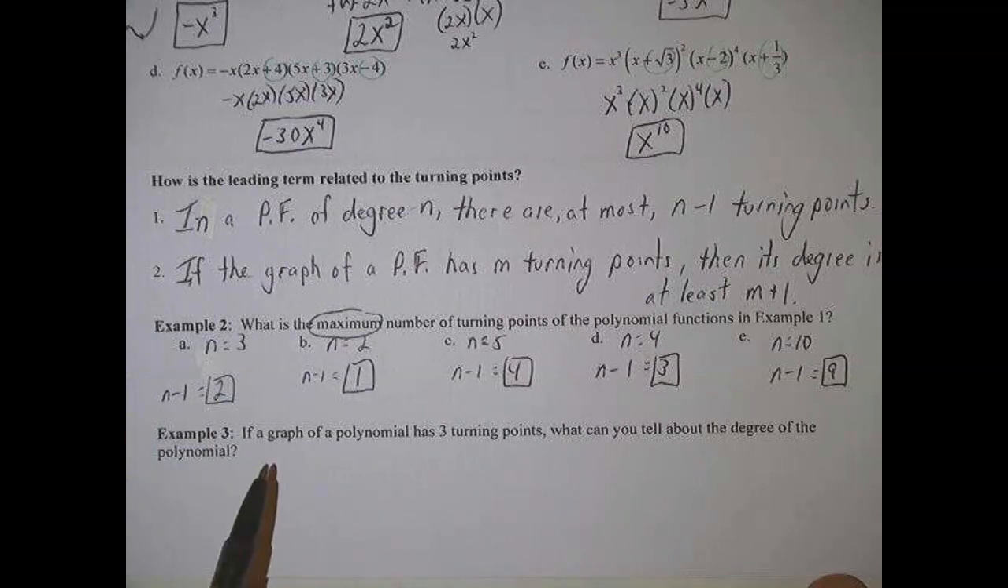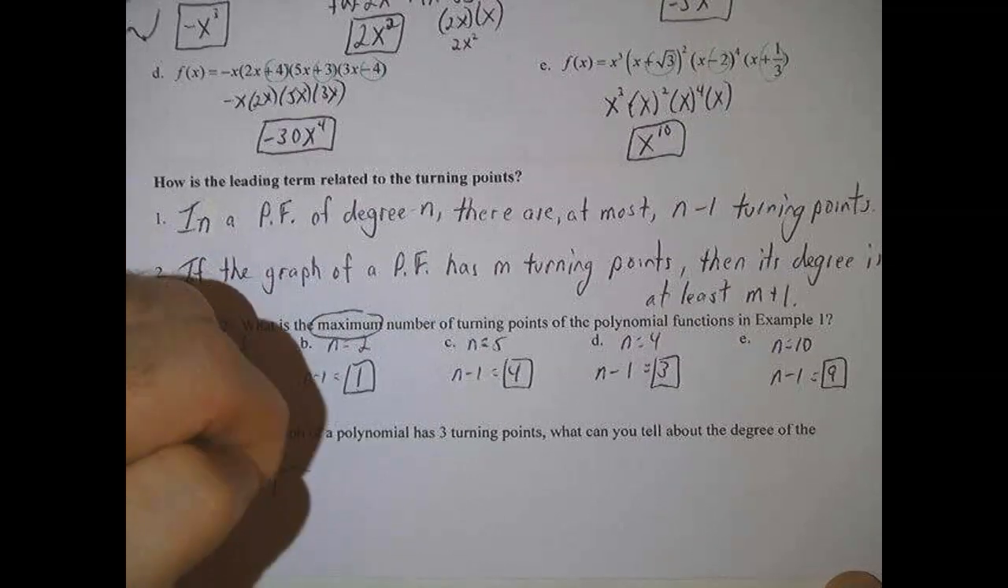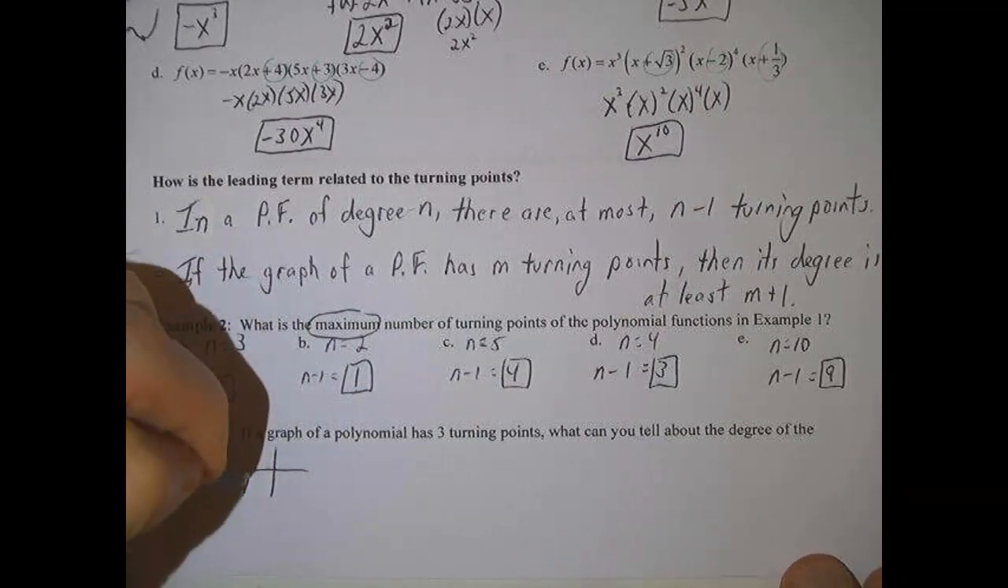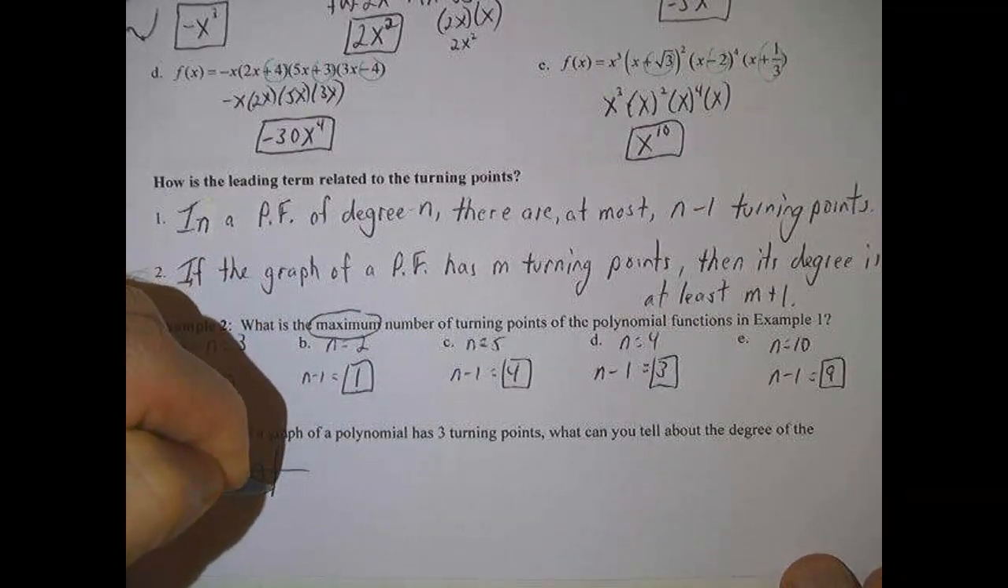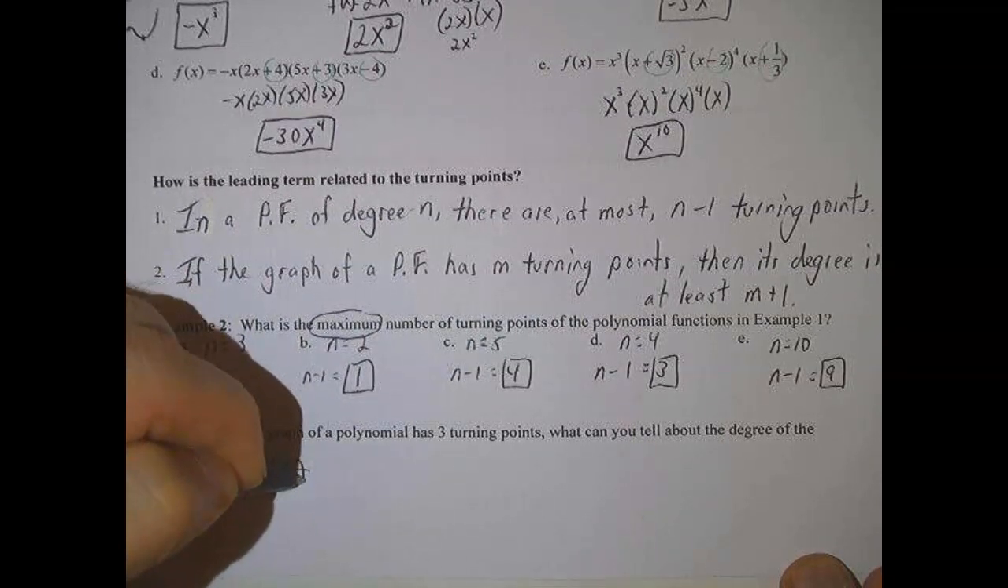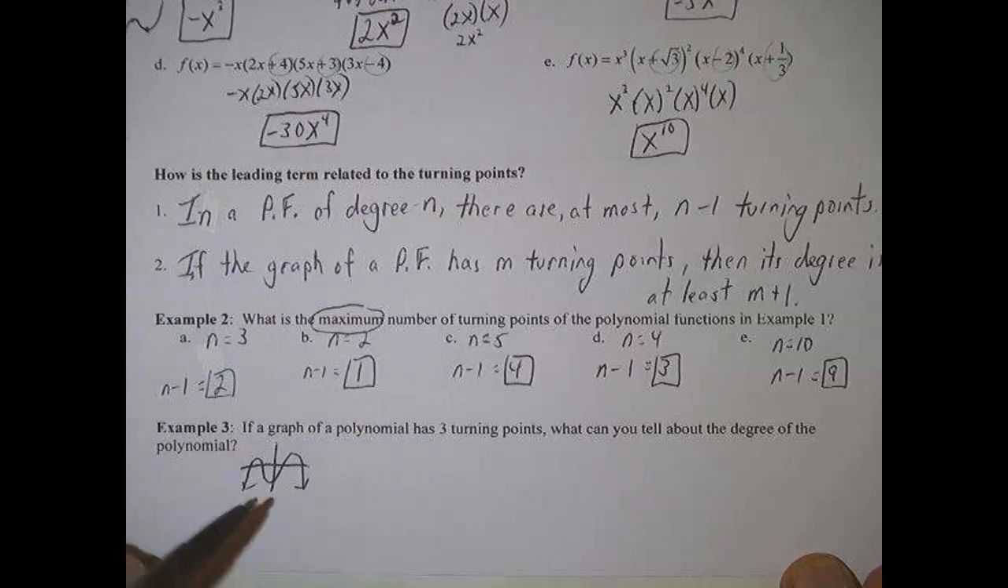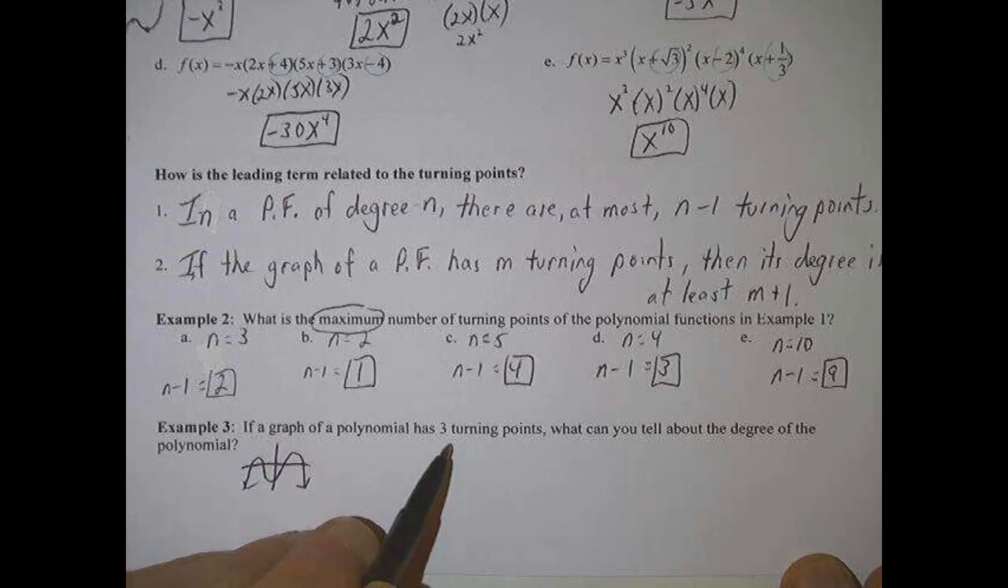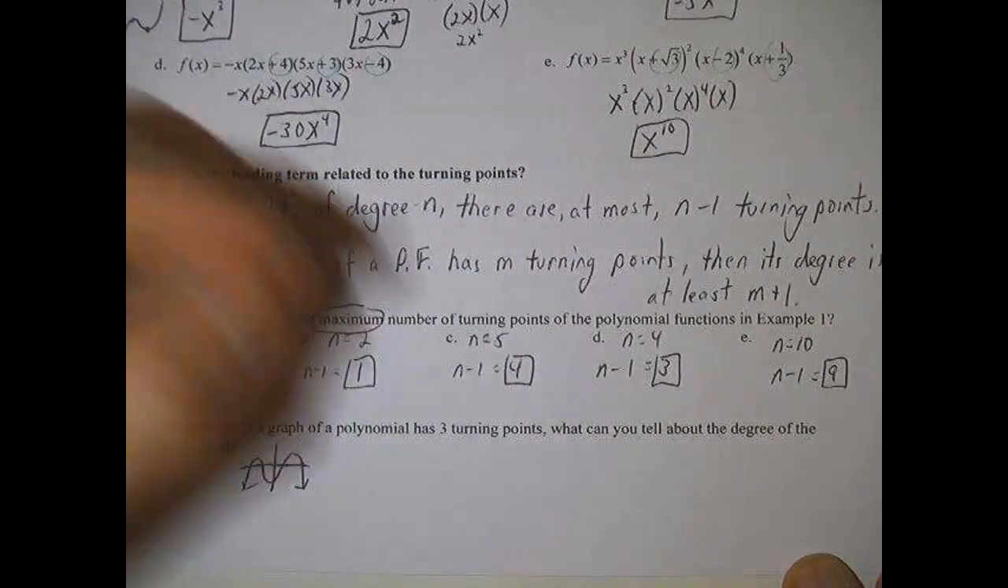So now we're looking at a graph that has 3 turning points. So let's just kind of make one. Let's make a graph that has 3 turning points. So here's 1, 2, and then that's 1, 2. Now if it comes back down, that's 3 turning points, right? There's a graph with 1, 2, 3 turning points. That's at least 4th degree, at least 3 plus 1. So at least 4th degree.